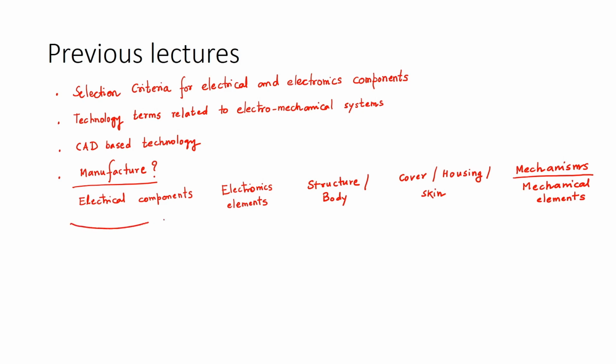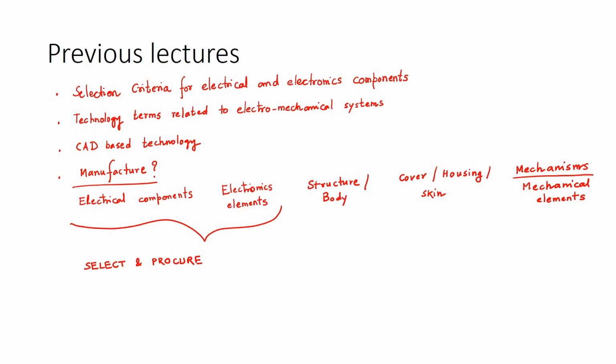The electrical components and electronics elements we have to select based on our requirement and then procure them. So, standard parts which are available, such as the electrical drives, various sensors, actuators, signal conditioning devices, microprocessors and all memory elements, the designer has to choose and the company has to purchase from the market. In the previous class we have seen the criteria in detail.